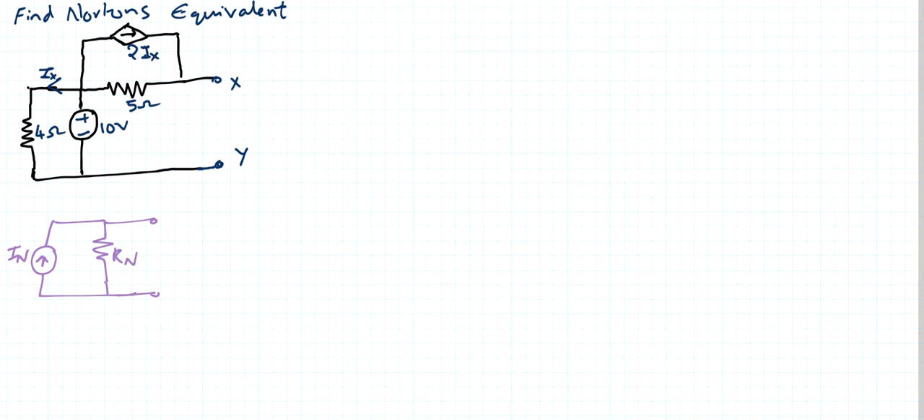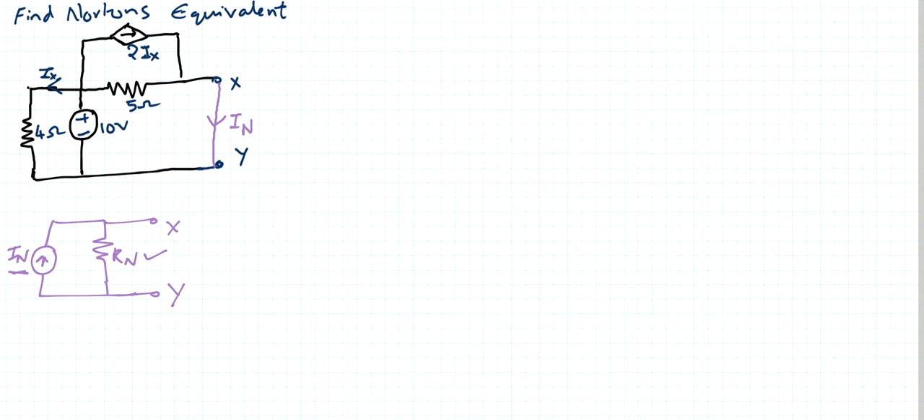These are the terminals X and Y. Here this is the circuit. In this circuit, first we have to short the terminals in order to find the Norton's current. So we have to find out the Norton's current and the Norton's resistance. First we find Norton's current.